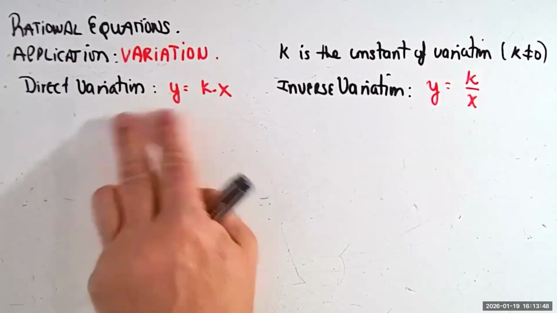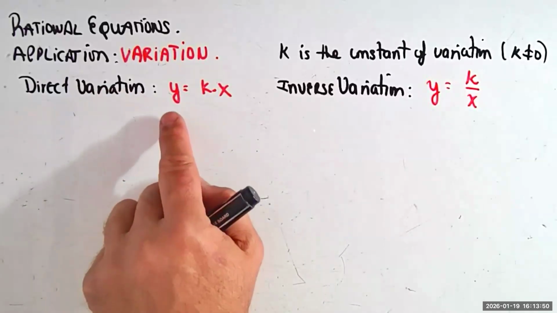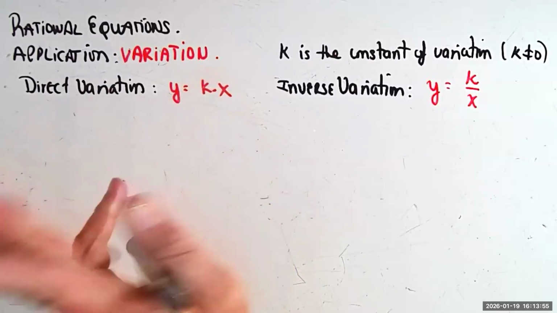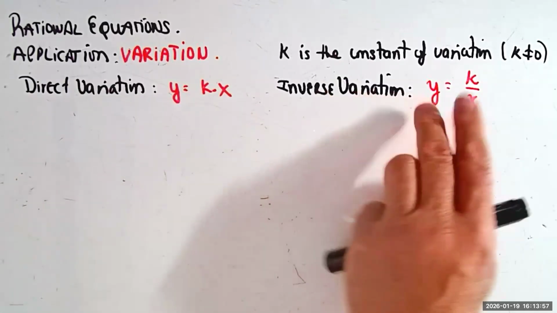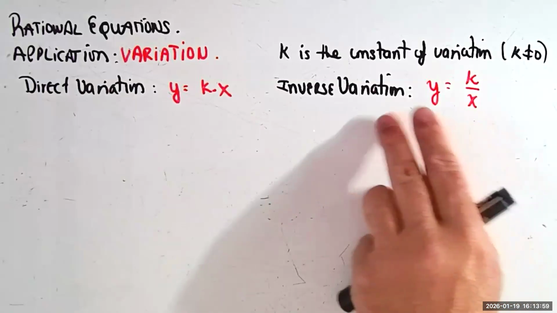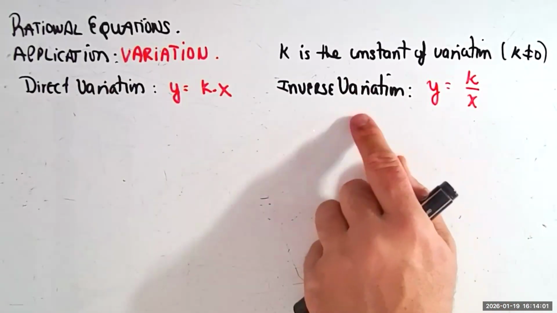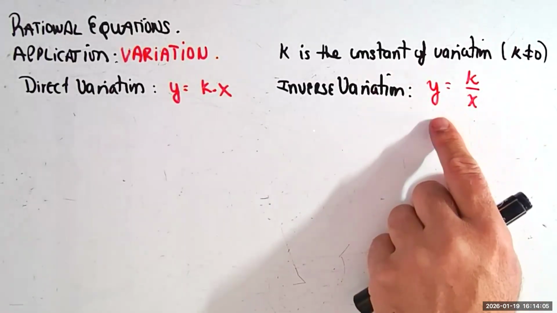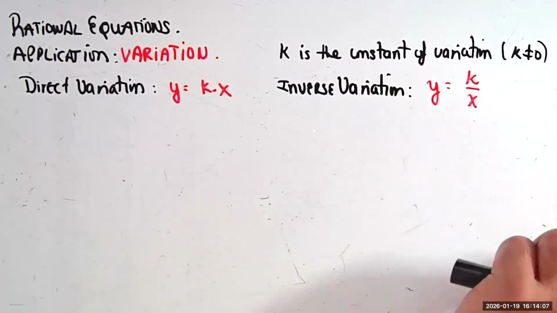Direct variation: the two variables vary directly if there is a constant K such that y equals k times x. Likewise, the two variables vary inversely if there is a constant K such that y equals k over x.